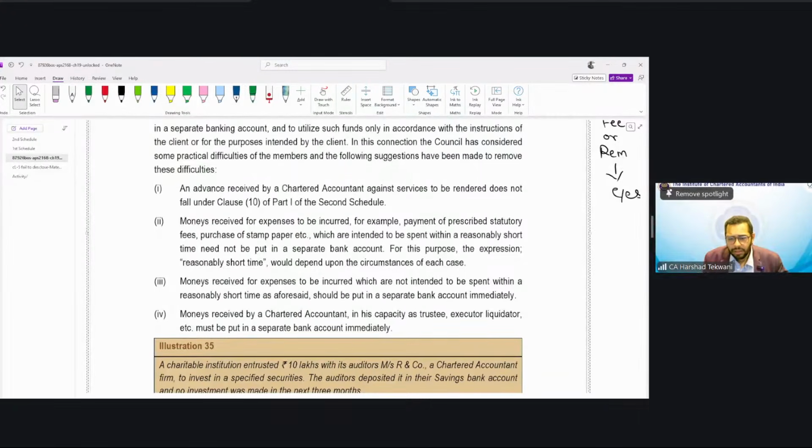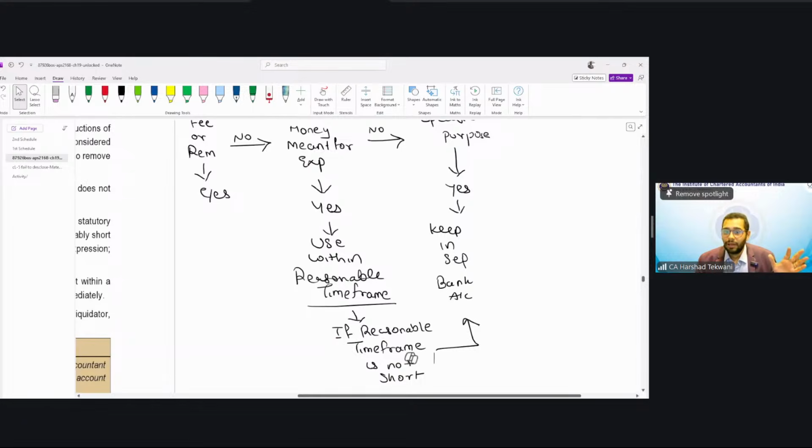If that reasonable time frame is not short, then deposit that money in a separate bank account. Remember that. So if it is not a short time frame for which the money has been provided to you, you need to keep that money in a separate bank account. Remember that.